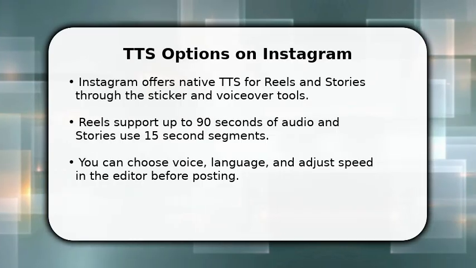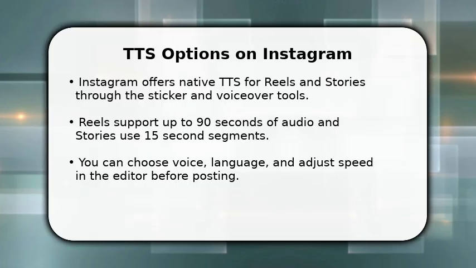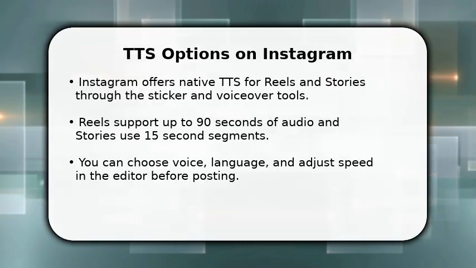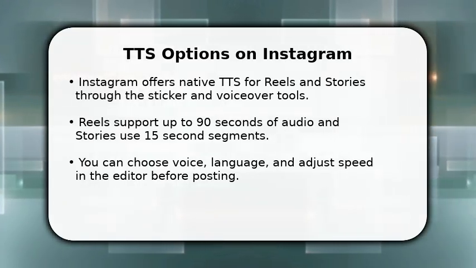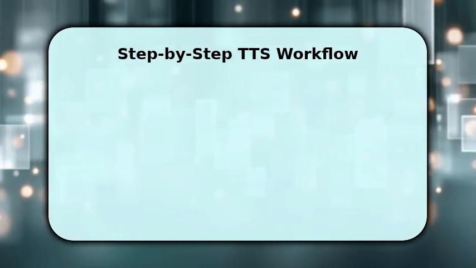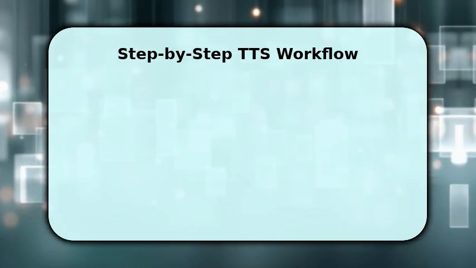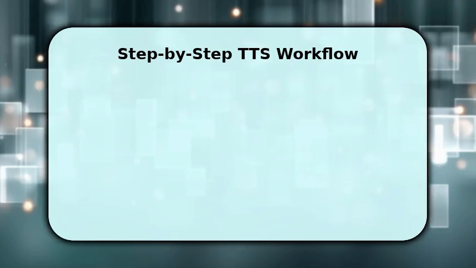Reels accept up to 90 seconds, and Stories publish in 15-second segments for each clip. You can change voice, language, and speed before you publish the post. Type the exact script text into the text-to-speech sticker or the voiceover field. Tap the voice icon to cycle through available voices and languages until you like the sound.